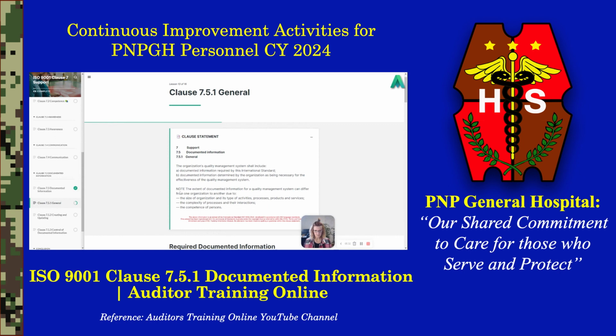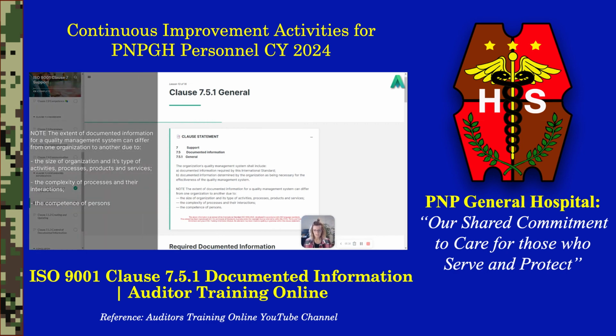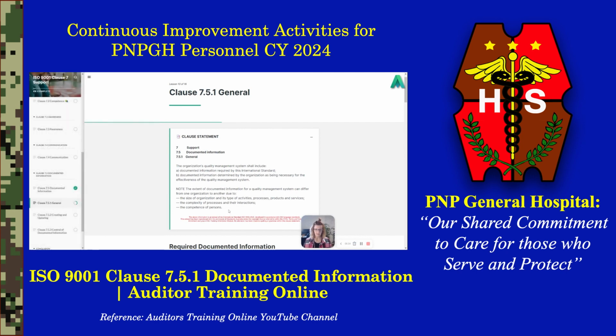Now, to finish off, there is a note at the end of clause 7.5.1, and the note says the extent of documented information for a quality management system can differ from one organisation to another due to the size of the organisation, its type of activities, processes, products and services, the complexity of processes and their interactions, and the competence of persons. So this is really important to understand.